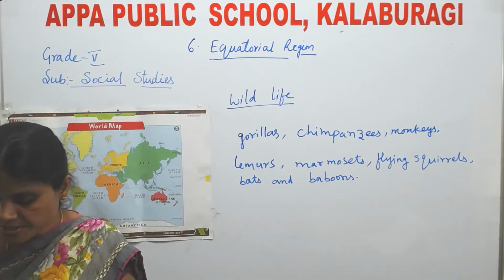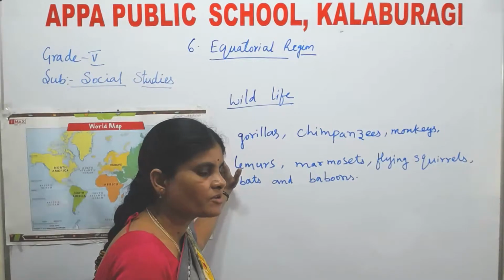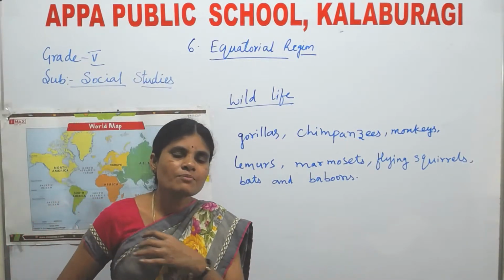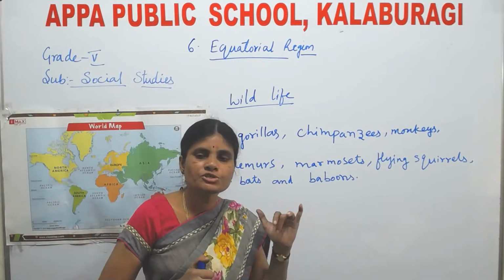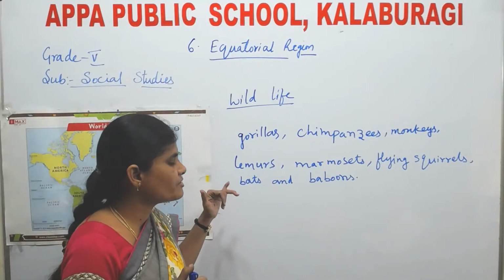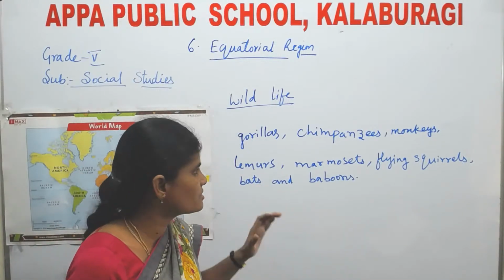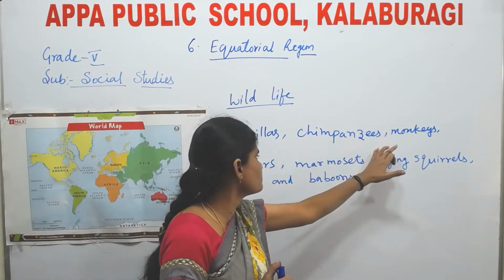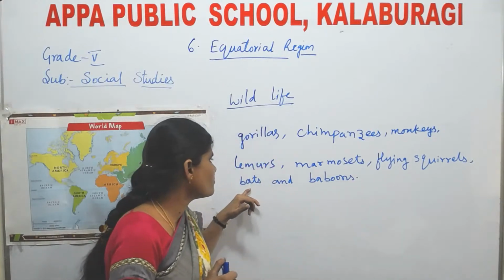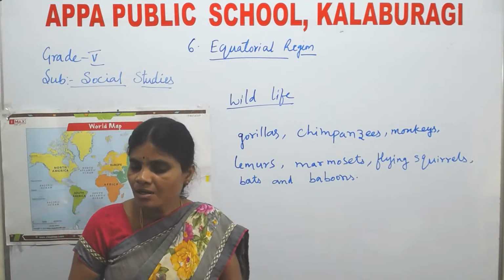Equatorial region has many species of mammals. What do you mean by mammals? Mammals are the animals which give birth to their young ones of the same kind, and they feed them on their own milk. They are called mammals. Here, gorillas, chimpanzees, monkeys, lemurs, marmosets, flying squirrels, bats, and baboons are the animals found in the equatorial region.